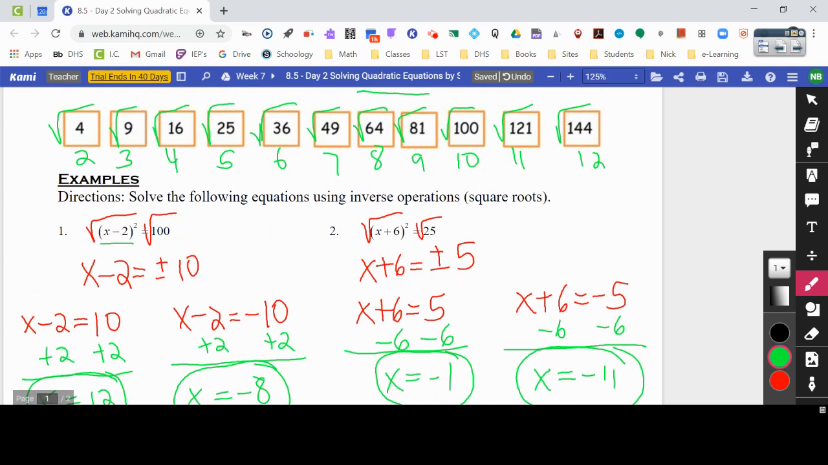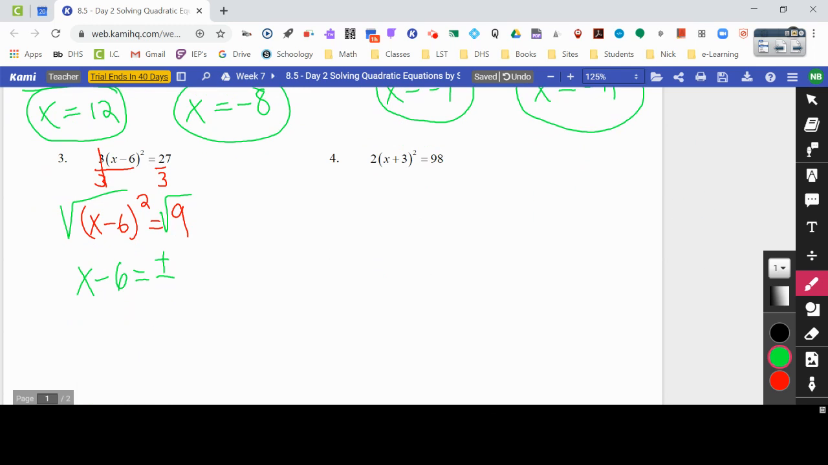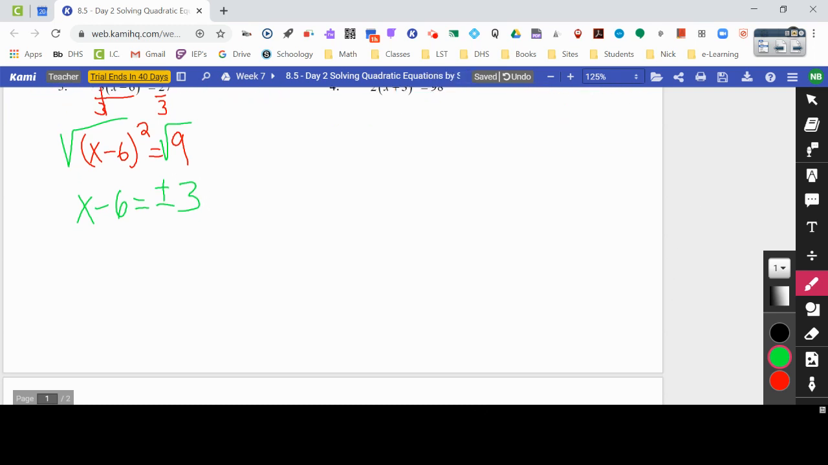And you'll kind of notice with today's lesson as well as the homework that my radical expression is going to end up being a perfect square. All right, so it's just x minus 6 is equal to plus or minus 3. And now I'm ready to make my two equations, right? x minus 6 is equal to positive 3, and x minus 6 is equal to negative 3.